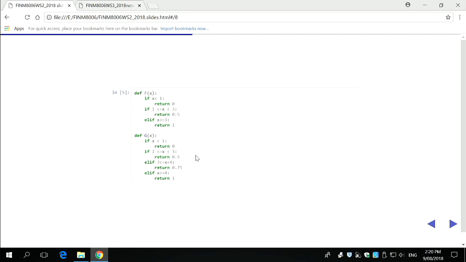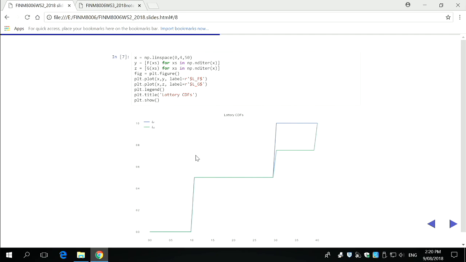So if I just plot these two CDFs, it's very obvious which one you will choose. You will choose lottery G. This CDF of lottery G is underneath the CDF of lottery F. So this is exactly the first order stochastic dominance we talked about. If you calculate the expectation, it's very obvious: lottery G will have a higher expectation.